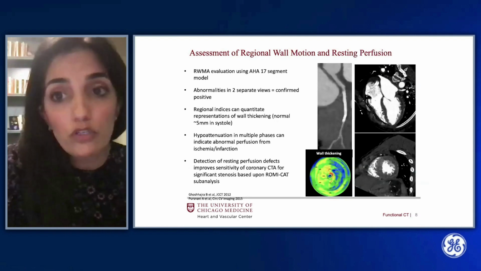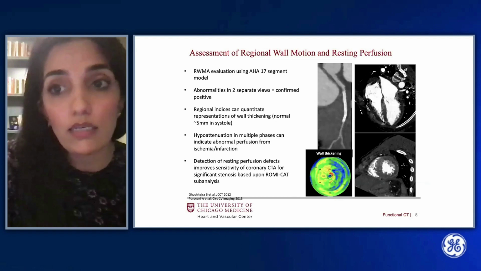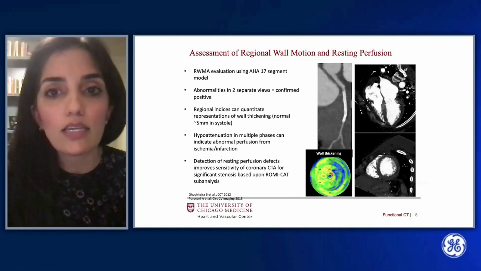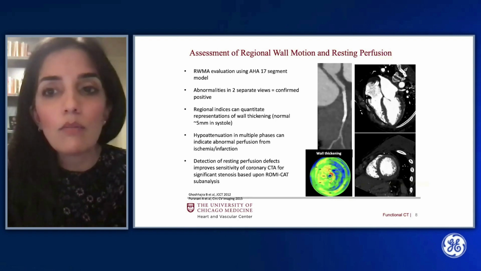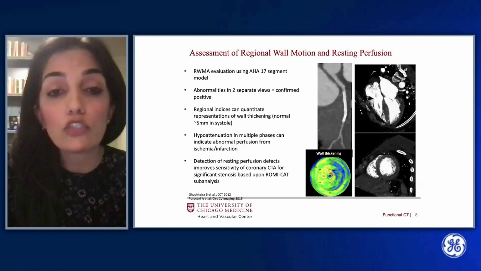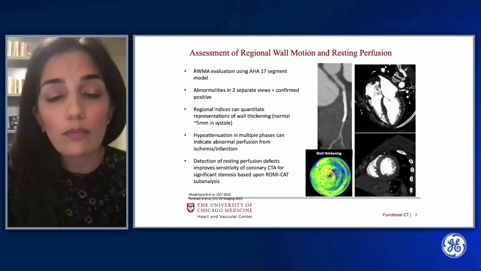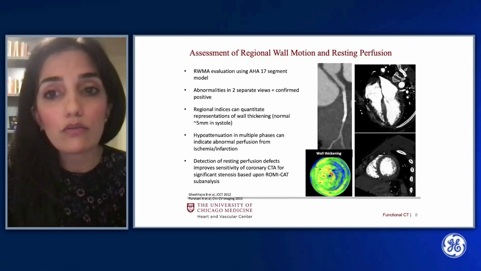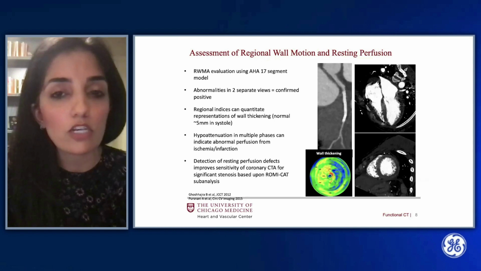Assessment of regional wall motion abnormalities can also be done using the AHA 17 segment convention, but abnormalities should be confirmed in 2 separate imaging planes to be considered positive. Additional parameters of regional indices can be used as representative of wall thickening, with normal wall thickening generally being 5 millimeters or more in systole.